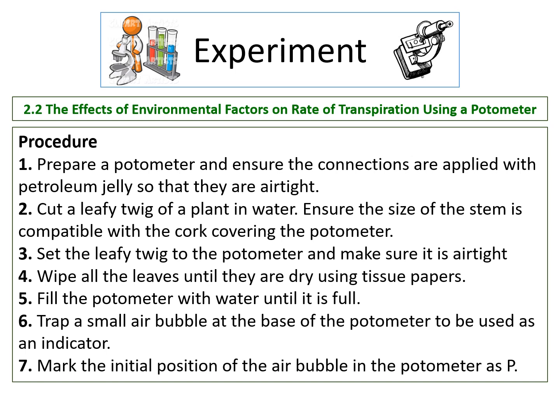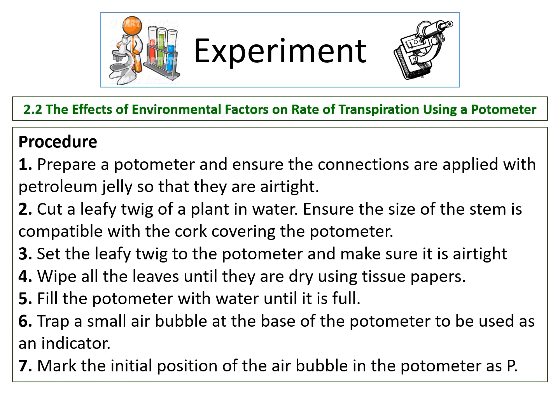Procedure: number 1, prepare a photometer and ensure that the connections are applied with petroleum jelly so that they are airtight. Number 2, cut a leafy twig of a plant in water. Okay. Ensure the size of the stem is compatible with the cork covering the photometer. Number 3, set the leafy twig to the photometer and make sure it is airtight.